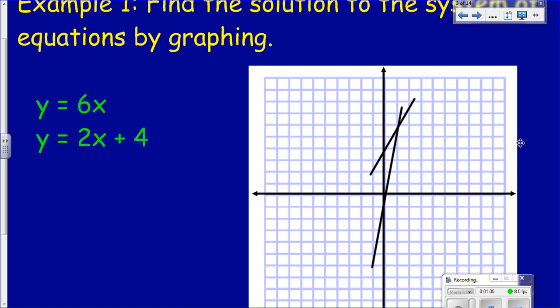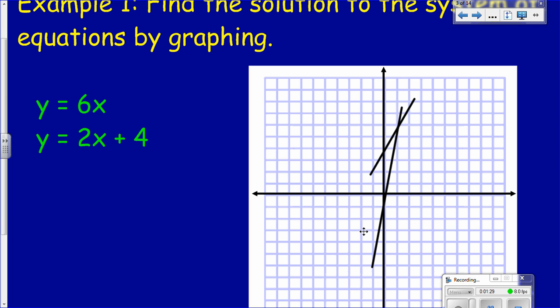Your graph should look like this, and the solution to the system is the point where both of these lines cross. In this case, our coordinates here would be 1 for the x, and then 1, 2, 3, 4, 5, 6, 6 for the y. So your solution would be 1, 6.